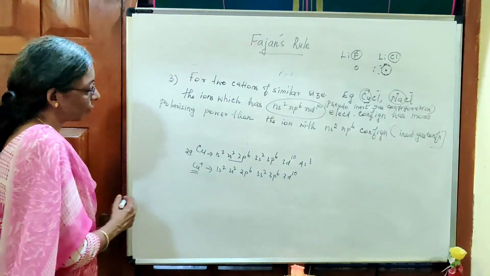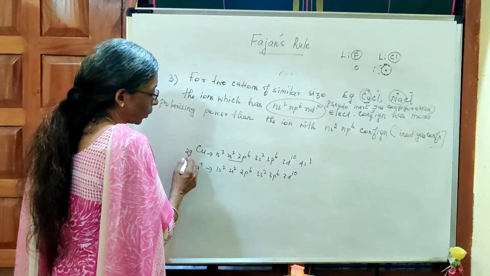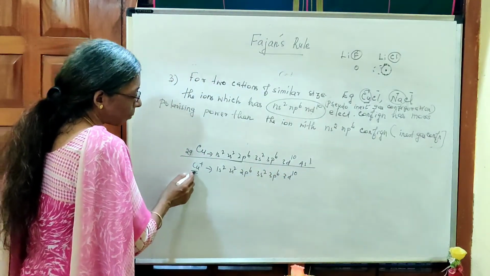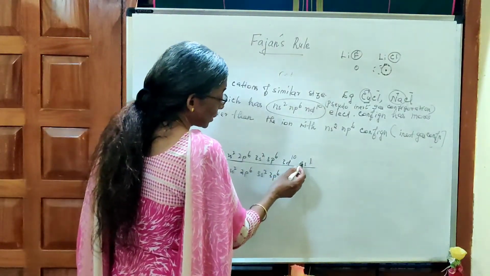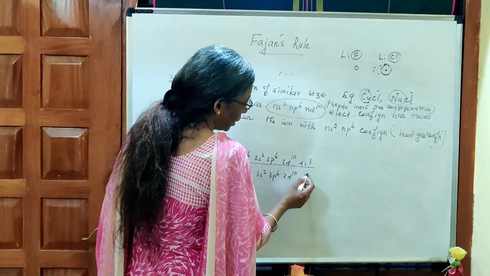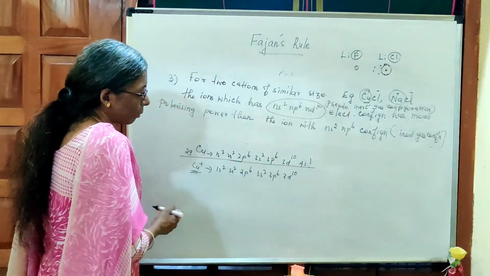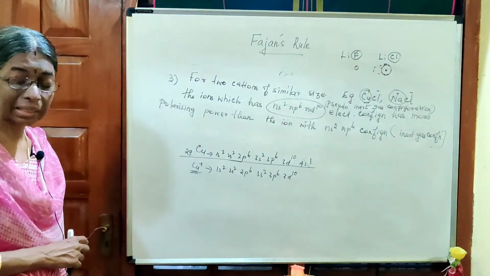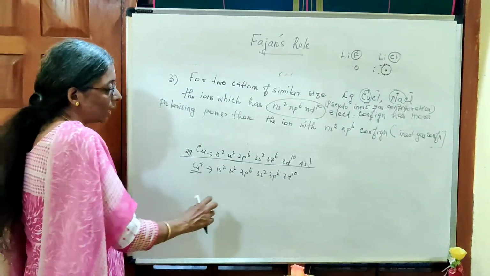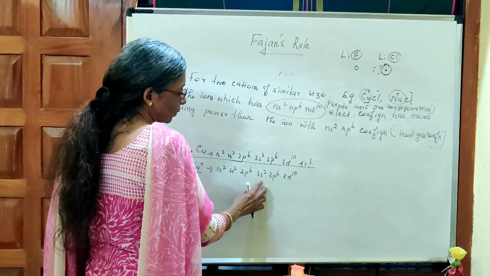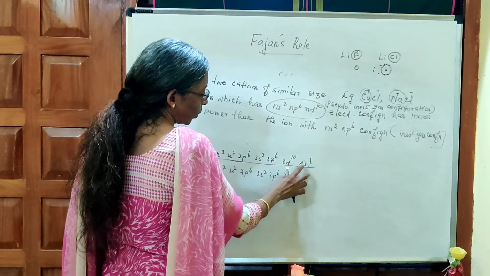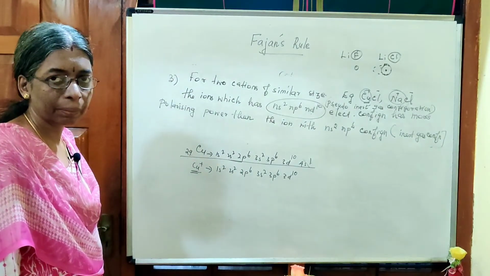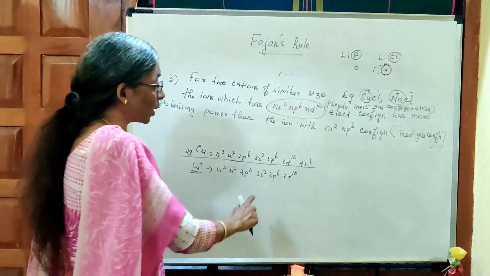So first one, copper is 29. So this is the copper electronic configuration. Copper plus: one electron goes, so we will get 3d10. But when one electron goes, it doesn't attain inert gas configuration. Only p is filled up, s is filled up, then 3d. The 4s is zero. Okay, this is pseudo inert gas configuration. Stable configuration, but not inert gas.